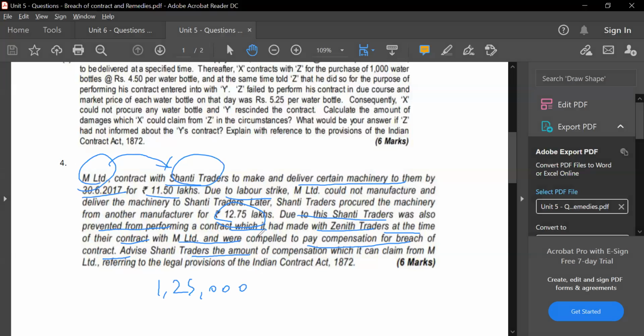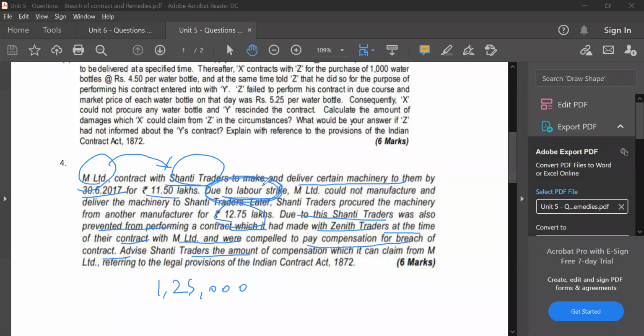This will not come under supervening impossibility. You cannot say due to labor strike now. See, understand guys, the concept of supervening impossibility, when it will come: it is impossible to perform, and not in your control. Now, M Limited could not manufacture because of labor strike. Now, let's say there were floods or there was an earthquake or because of coronavirus there was a lockdown. If there's a lockdown, it is not in M Limited's control to do the performance of the contract. Hence, there is supervening impossibility. Here, labor strike is within the control of M.